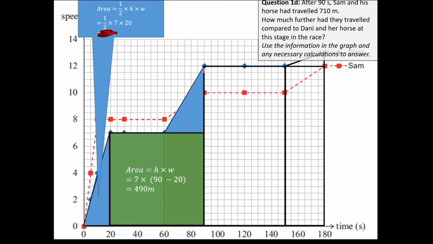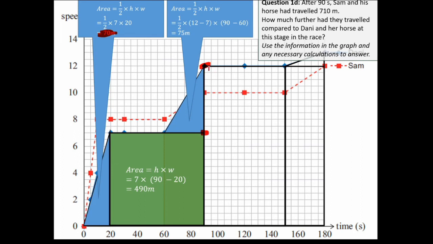Then, last one is our top triangle there. So, half times height times width gives us half times 12 minus 7. See, it goes all the way up to 12, but it only extends down to 7. So it's only that area there. Okay, that gives us 5 multiplied by 90 minus 60. Okay, and that's 30. And that gives us a total of 75.